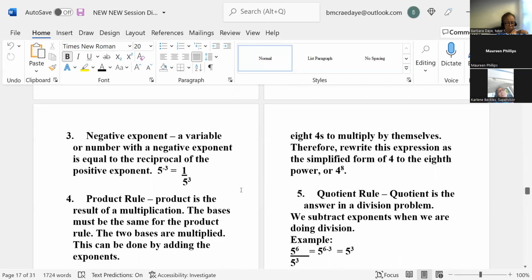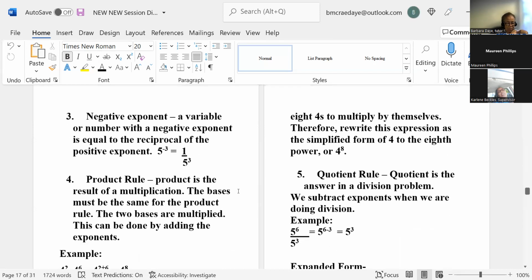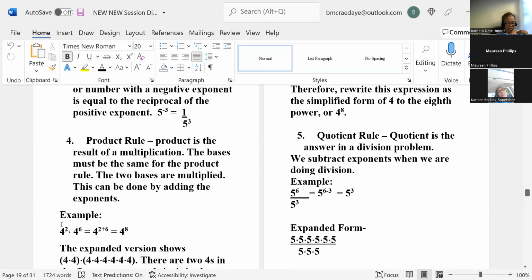Product rule, multiplication. Remember you have the same base here. The bases must be the same for the product rule. The base is 4, exponent 2. Base 4, exponent 6. Add the 2 powers, 4 to the 8.